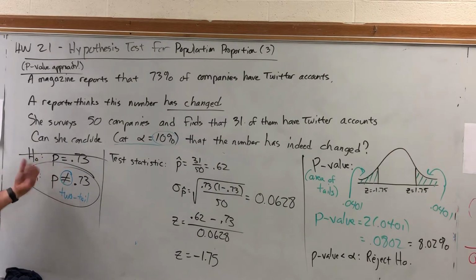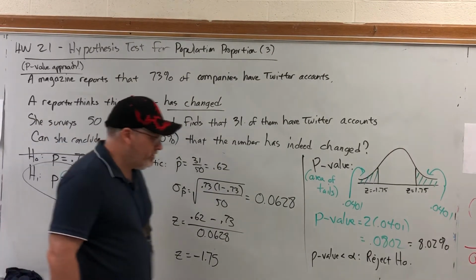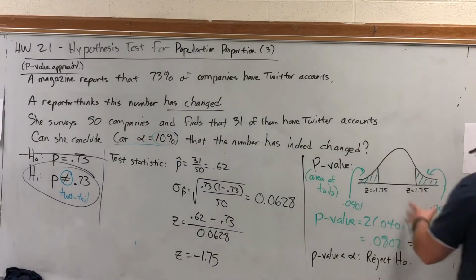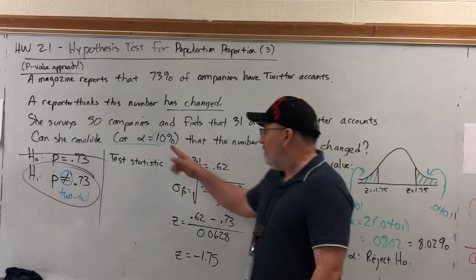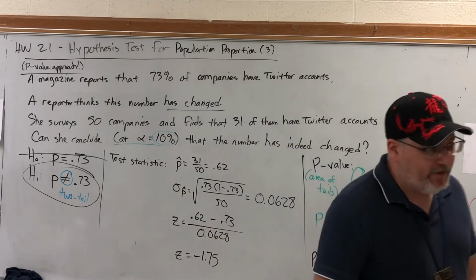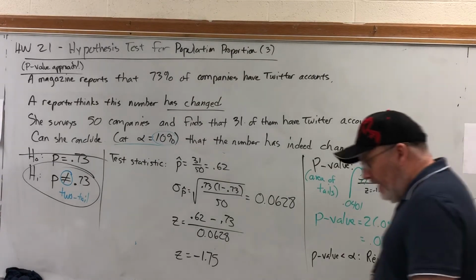But set up hypotheses, make note of left, right, or two-tail, calculate the test statistic, draw a picture of the test statistic, cutting off a tail, but if it's a two-tail test, then you have to cut off two tails. Use the z-chart to find the area of one, or in this case, both tails. And the p-value is the total area of the tails. If the p-value is too small, reject the null. In this case, too small meant less than 10%. If the p-value is greater than the significance level, then you would not reject. And that's it.